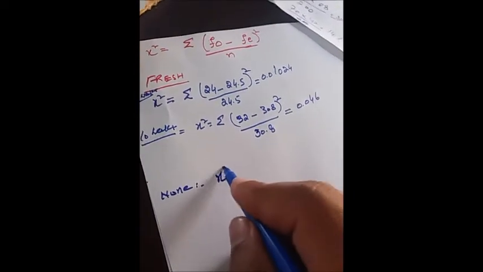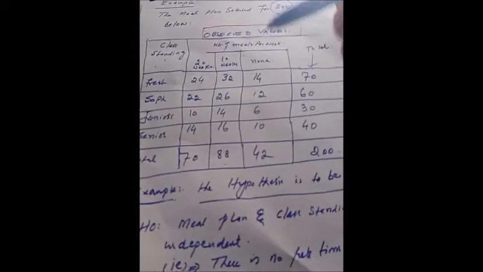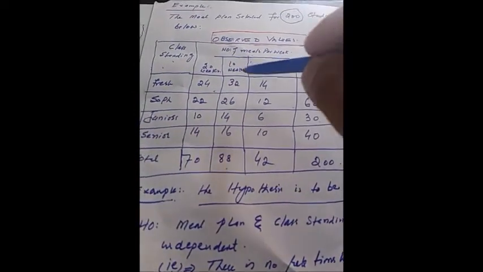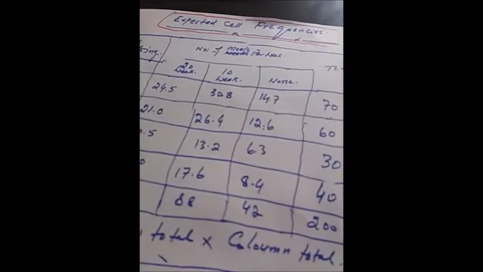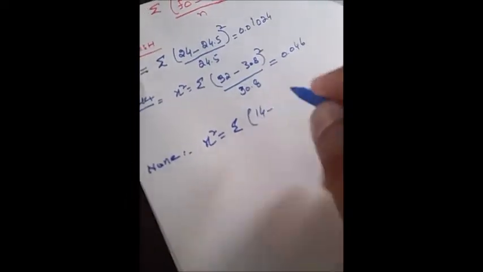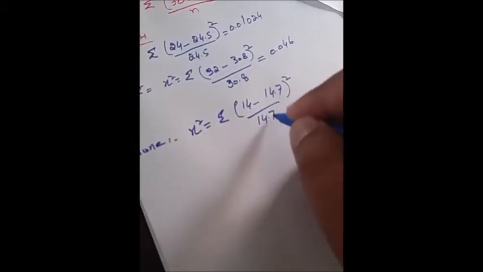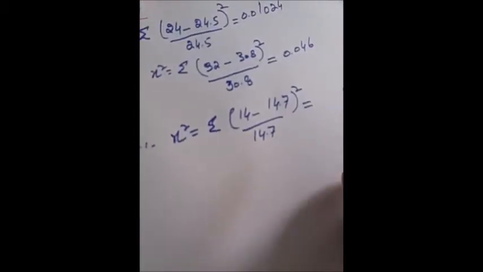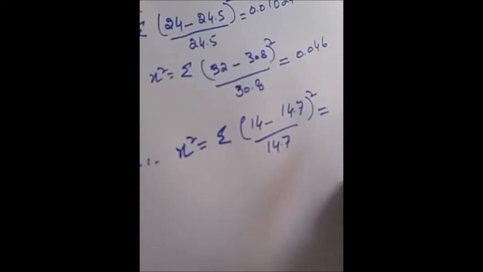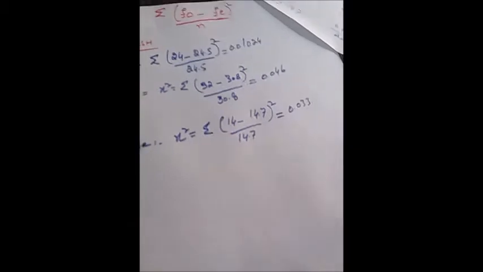So in the fresh category, for none, chi square is equal to the summation for none. You can check in the fresh category for none, the observed is 14 and the expected value is 14.7. 14 minus 14.7 whole square divided by the expected value 14.7. So the result will be 0.033.